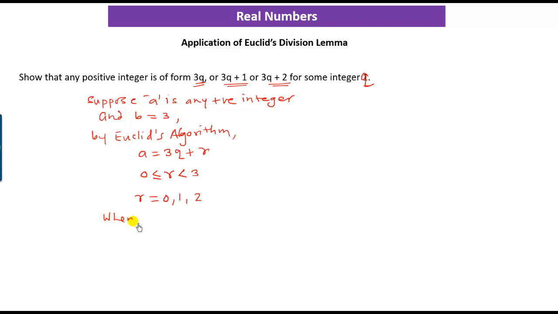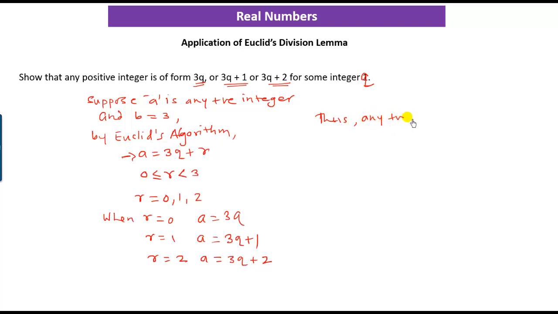So when r is equal to 0, a is equal to 3q, and when r is equal to 1, a will be equal to 3q plus 1, and when r is equal to 2, a is equal to 3q plus 2, and therefore any positive integer is of the form 3q or 3q plus 1 or 3q plus 2.